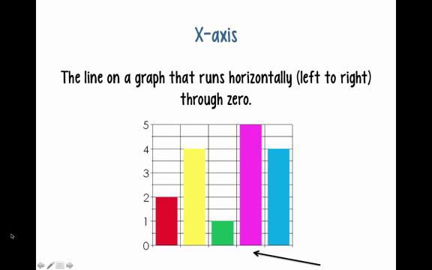The x-axis is the section of the graph, the line of the graph that runs horizontally from left to right through the 0 point. So no matter what type of graph you have, whether you have a bar graph or a line graph, you're always going to have an x-axis, and that's always the line that goes from left to right across the bottom of the graph.